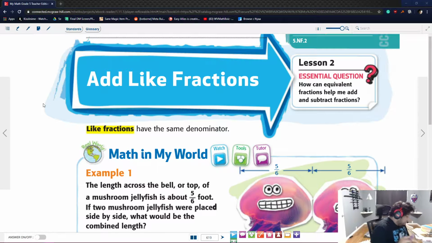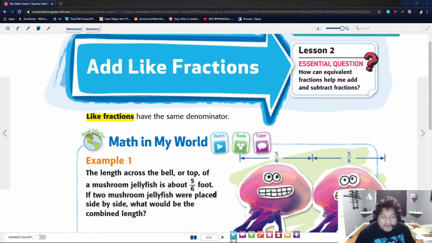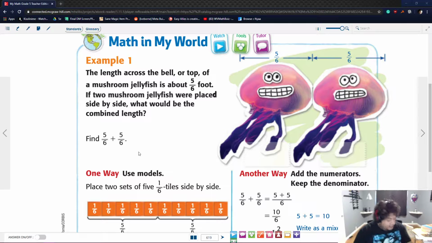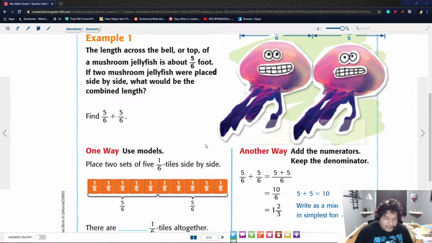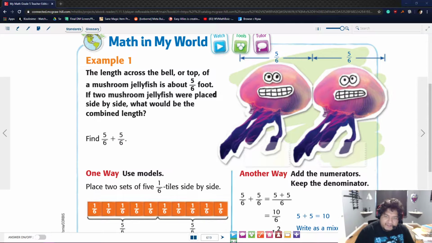Whatever. So adding like fractions. Adding fractions in general, once the number on bottom is the same, you completely ignore it, add up as usual, and then just bring it over. So, what does that mean? Right here, they want us to add two jellyfish that have a width of 5/6 together. We're going to add two 5/6 together.